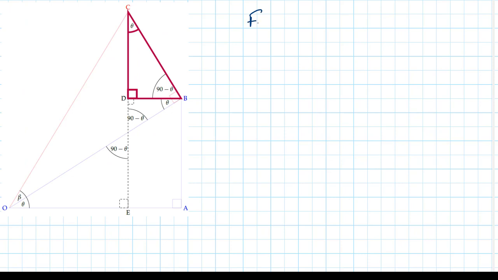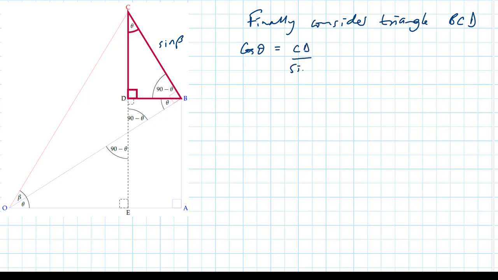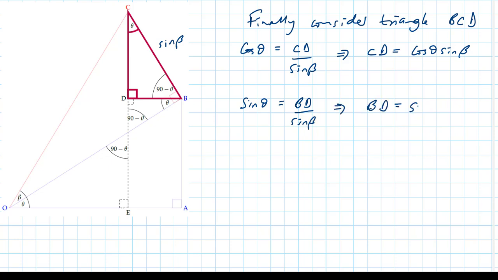And finally, looking at our last triangle here, which is going to be important for the future results. Okay, so this is triangle BCD. And we know that the length BC is the sine of beta. So by exactly the same argument as before, we've got the cos of theta is opposite over hypotenuse, so CD over sine beta. So CD is cos theta sine beta. And the sine of theta is the length BD over sine beta. So BD is sine theta sine beta.